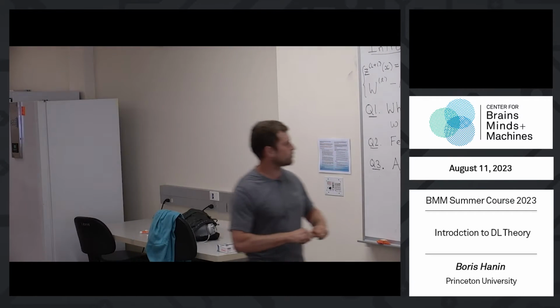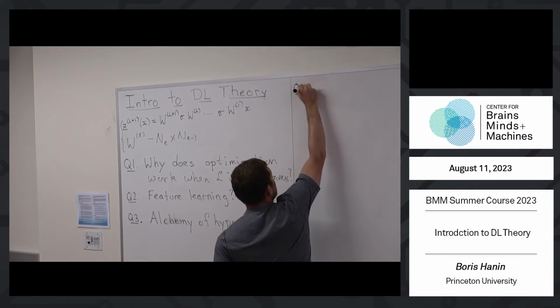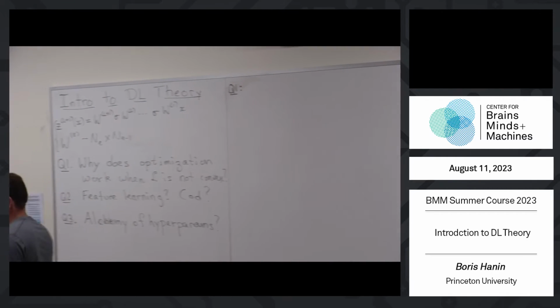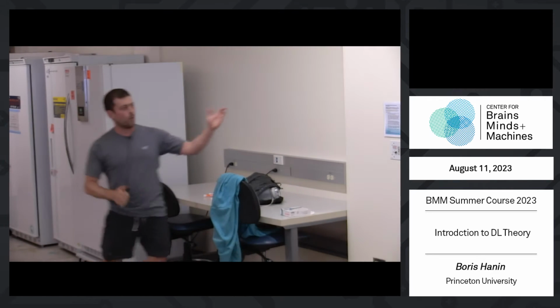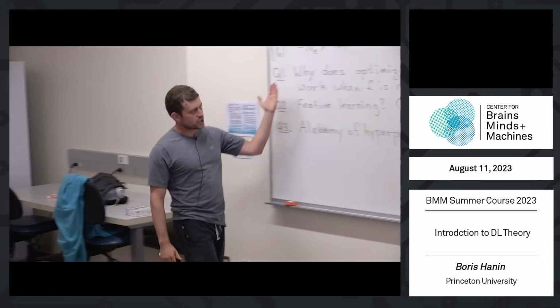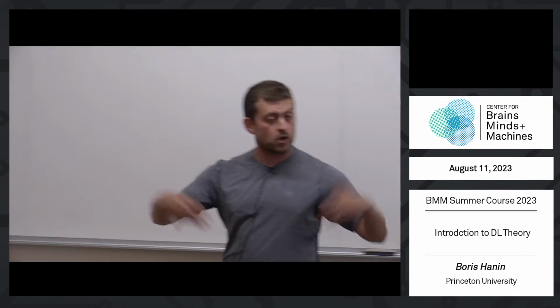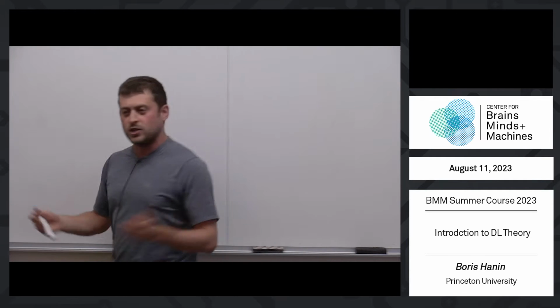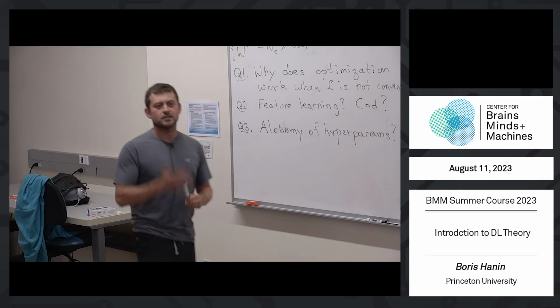So let me start by giving some kind of answer to question number one. But before I do that, let me just honestly ask: if somebody asked you, why is optimization in practice tractable? It just seems to work. You initialize, you run gradient descent, you get something. Does someone have an answer?